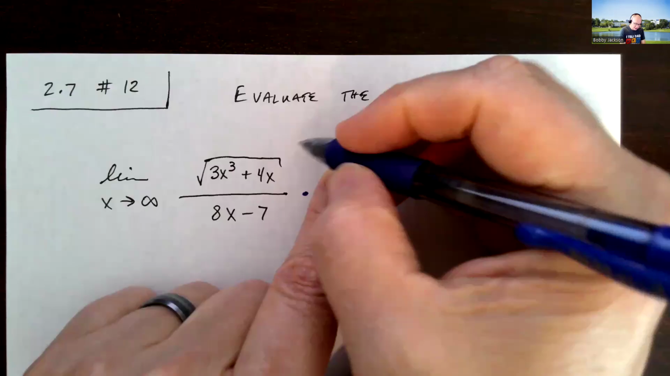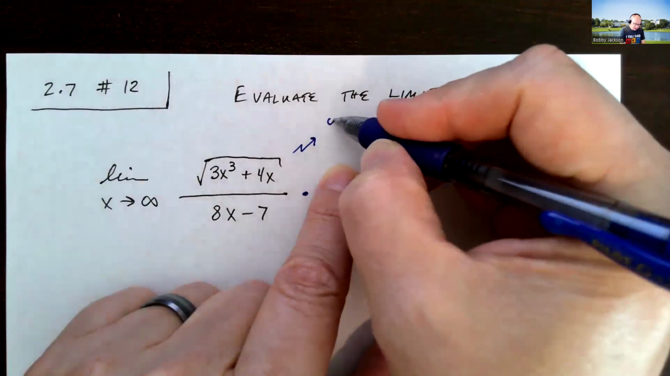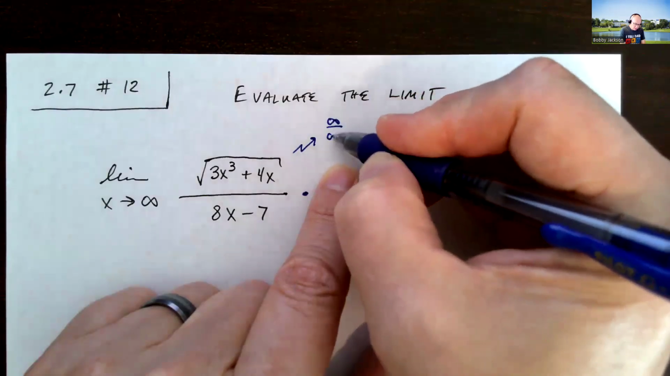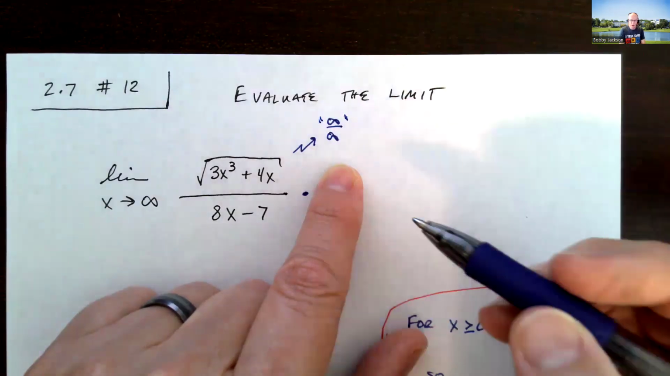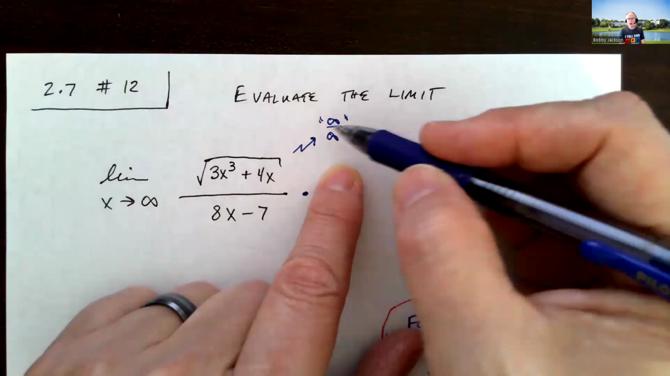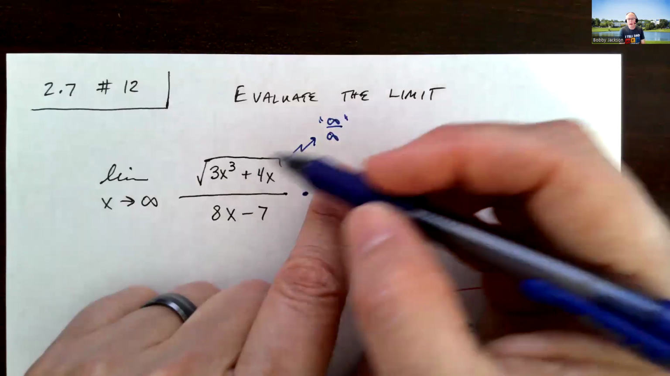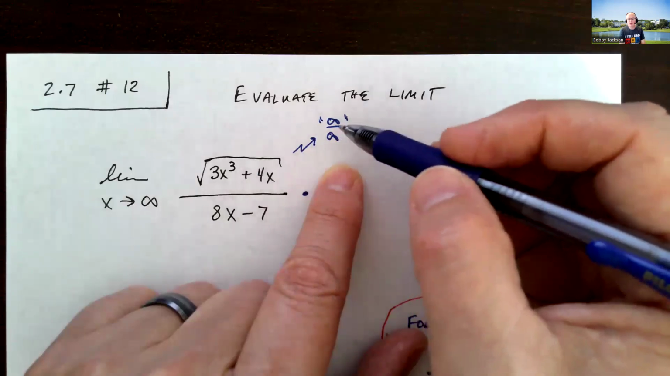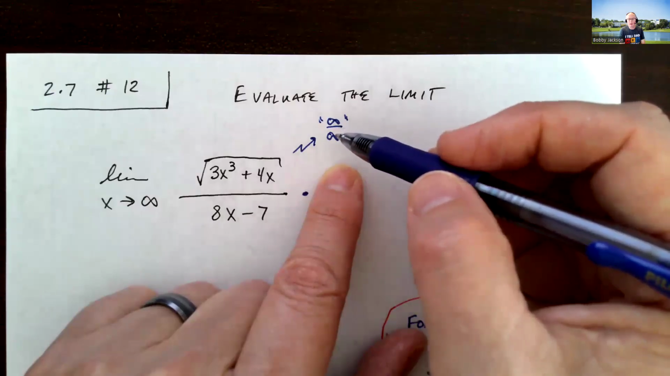Notice the form of this limit is indeed infinity over infinity. As x goes to infinity, both the numerator and denominator are growing unbounded. And so this is an indeterminate form. Okay, so we have to do some work.